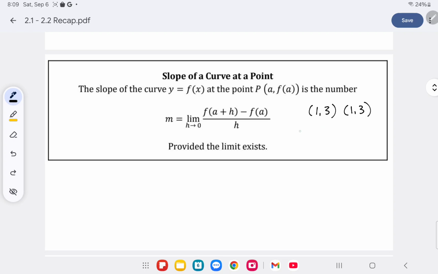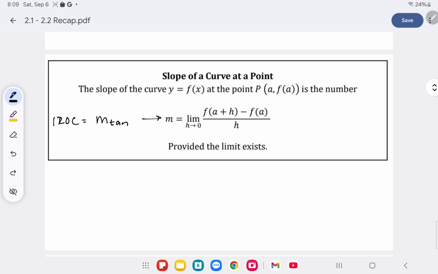And if I try to take the slope of that line, I get 3 minus 3 over 1 minus 1, which is 0 over 0. That's indeterminate form. We can't do that. So we're going to do this, the limit as H approaches 0. We want that distance to become smaller and smaller and smaller. And this is what we're going to use now to find the slope of the tangent line.